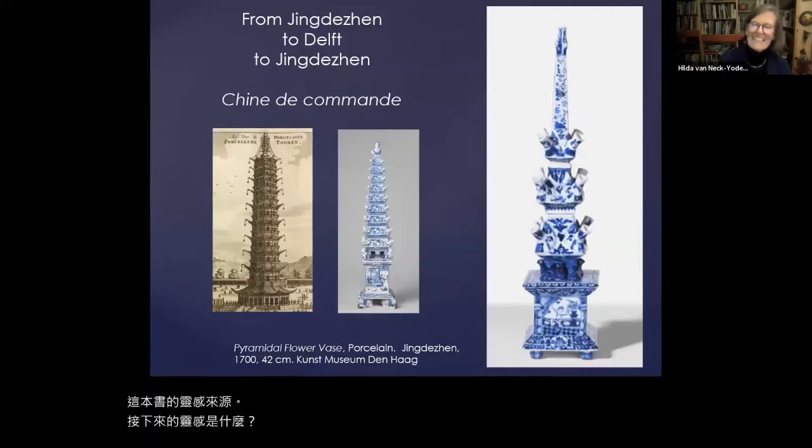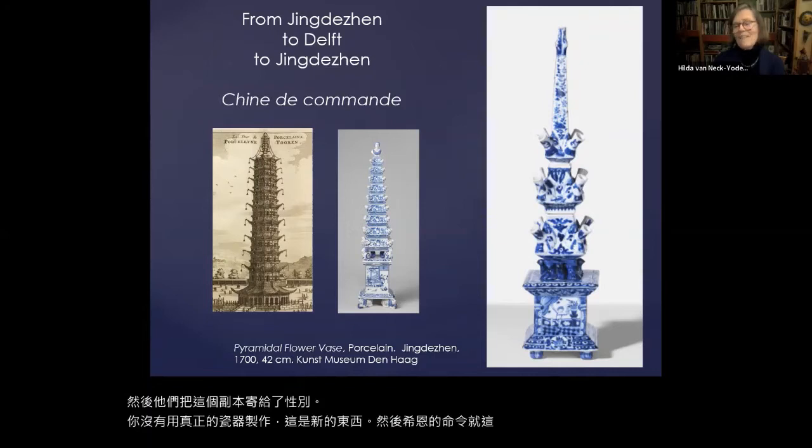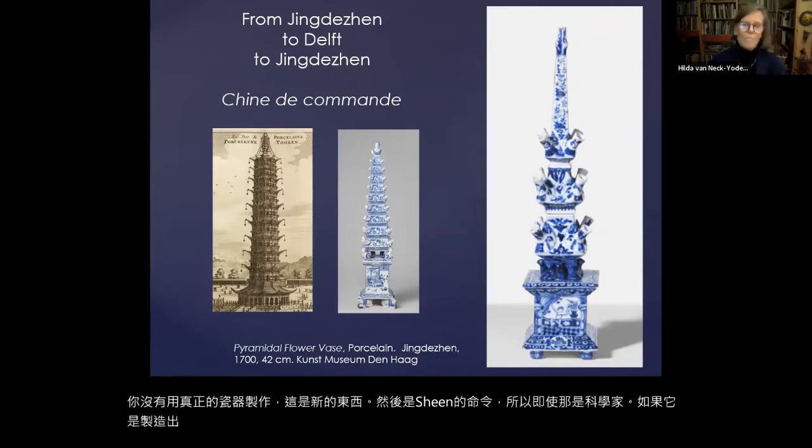And then they sent a copy of this to Jindersen to have it made out of actual porcelain. And this is the new thing then, the Chine de commande. It was even signed as if it was made in Delft, as if Delft now could make real porcelain. Next one, please.